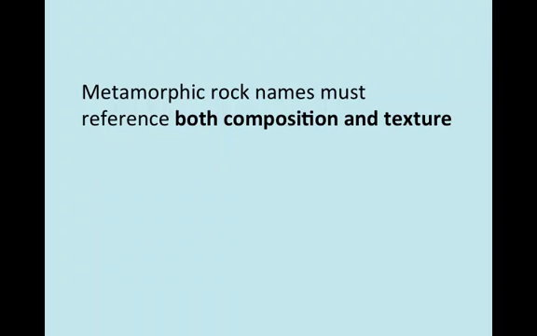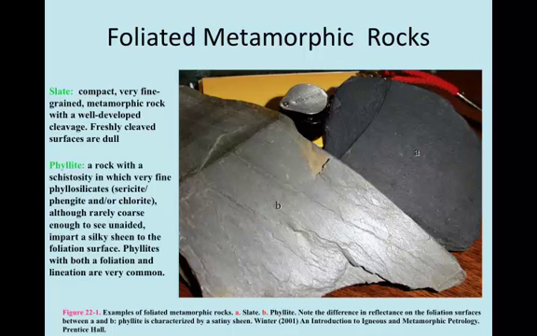So when you name a metamorphic rock, you have to say something about its composition and its texture, whether it's foliated or not foliated. You have to address both of those in a metamorphic rock name unless it has a specific name to use. So foliated metamorphic rocks basically have four terms to use.